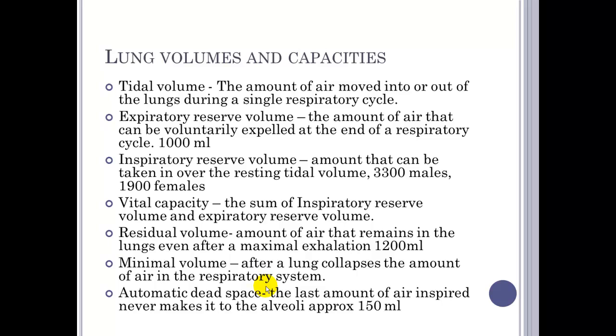You're going to have a certain amount of residual volume in your lungs, and that's going to be about 1,200 mils. Minimal volume, after the lung collapses, is the amount of air in the respiratory system. And then anatomic dead space: the last amount of air inspired never makes it to the alveolar area, and that's approximately 150 milliliters.